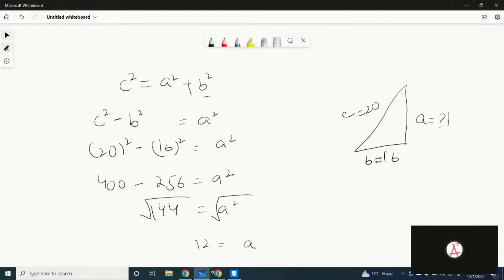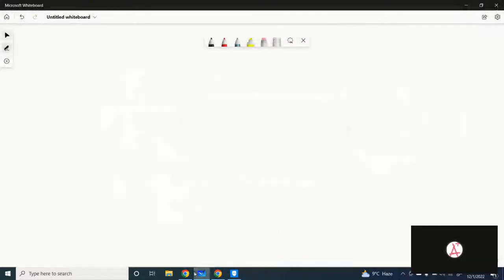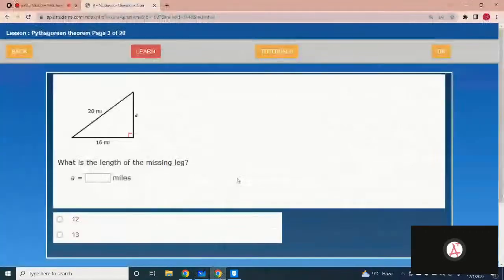That means the missing side length is 12. You can see clearly the C side, the hypotenuse, is always greater than the other two sides, isn't it? So the hypotenuse is the greatest side length in a right angle triangle. Okay, you can complete the test by yourself later today. Let me just move on to the next lesson.